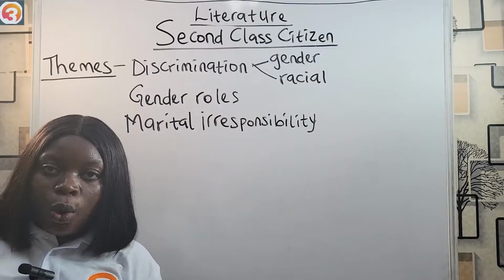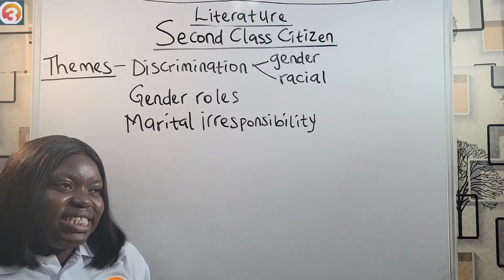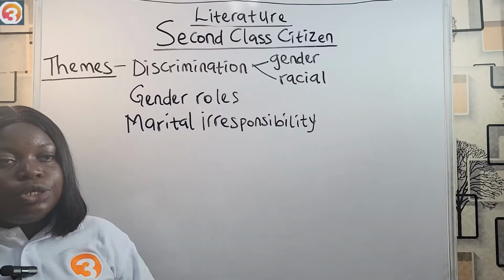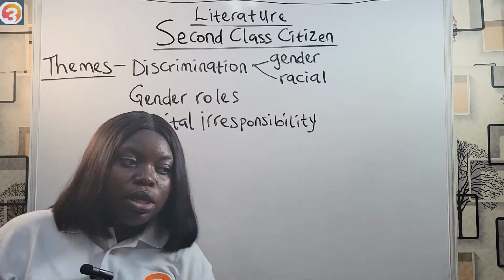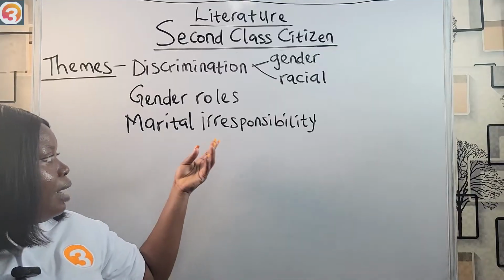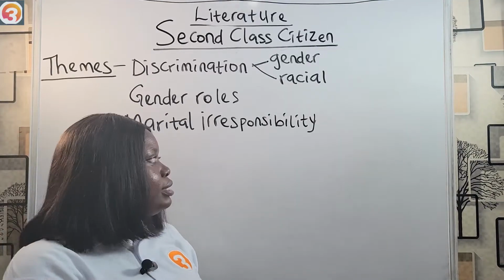No help at all. And not only is he not helping, he's also adding to the problems by being promiscuous, being blind to faults. So we see marital irresponsibility demonstrated in the character of Francis.